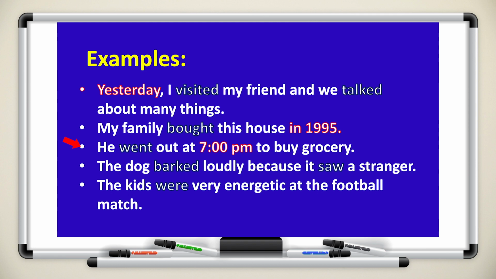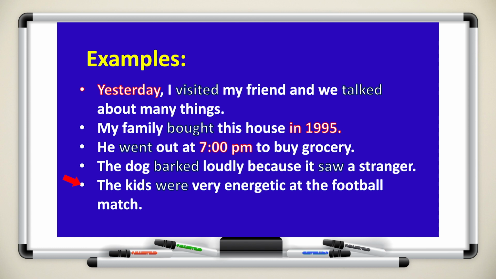He went out at 7 p.m. to buy grocery. Now we will take a look at 2 things, the verb and the time. So went tells me that this sentence is in the past. The dog barked loudly because it saw a stranger. So here, saw and barked are both in the past. The kids were very energetic at the football match. So the word were, the verb to be, tells me that this sentence is in the past.